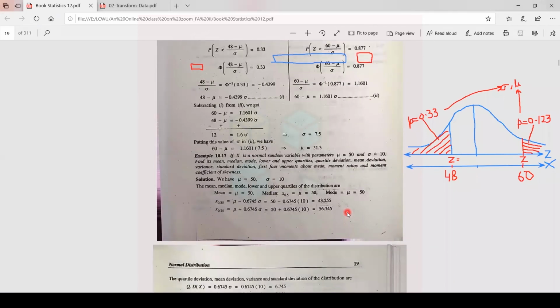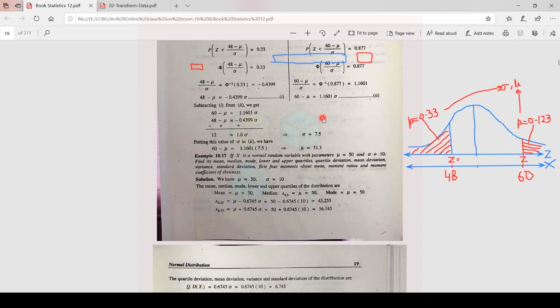Example 10.17: if x is a normal random variable with parameters mu 50 and sigma 10, both values of the parameters are given. Find its mean, median and mode, lower and upper quartiles, quartile deviation and mean deviation, variance, standard deviation, all four moments about the mean, moment ratios, and moment coefficient of skewness.